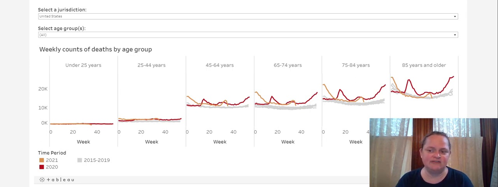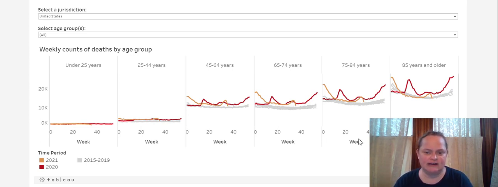This is from the CDC Excess Mortality Dashboard. I will leave a link in the video description if you want to play around with the tool yourself. This is going to be the weekly counts of deaths by age group dashboard. It's not the default view you get.